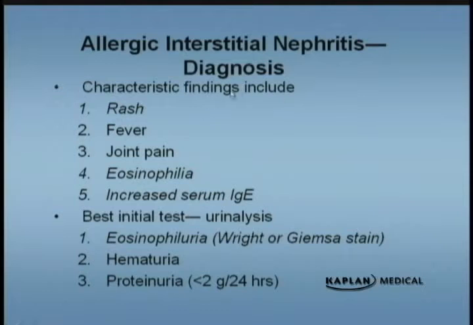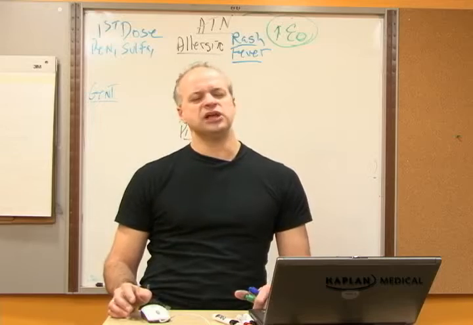Next slide. Well, what's different about allergic interstitial nephritis? Fever, rash, joint pains. Well, joint pains is part of any form of serum sickness-like reaction. Increased immunoglobulins. Now you get increased eosinophils in the blood, eosinophilia. Do you love your eosinophils?